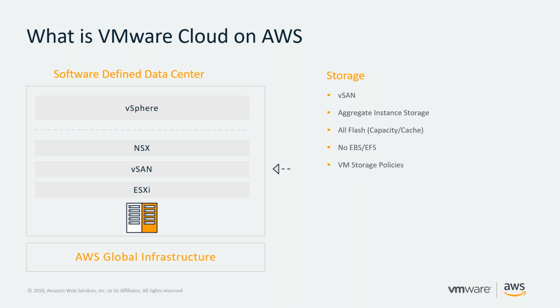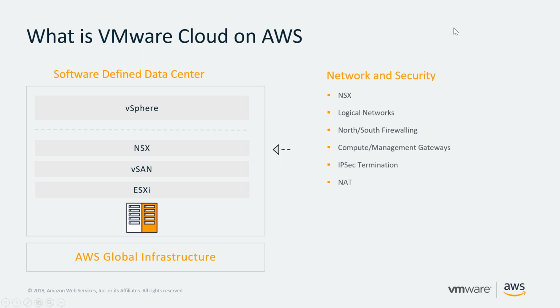And from a storage standpoint, vSAN is utilized. So you can aggregate your instance storage. It does utilize all flash, with the capacity and caching that comes with it. There's no EBS or EFS options that can be mounted to your host. And then also you can utilize and configure storage policies for your VMs.